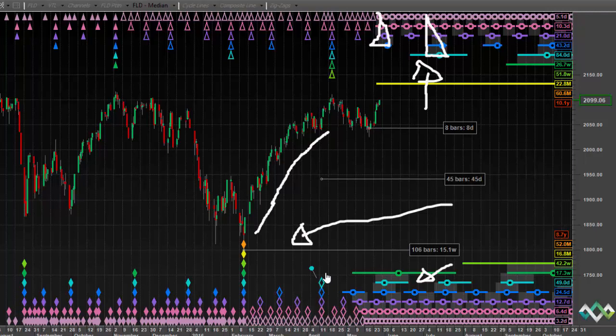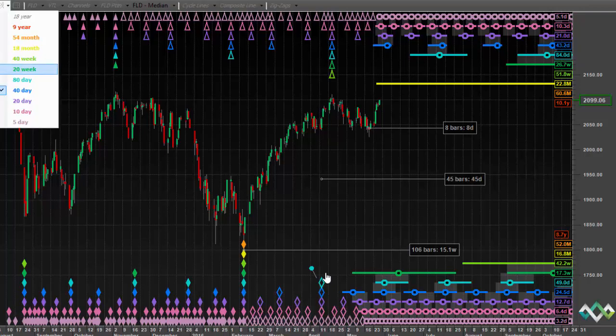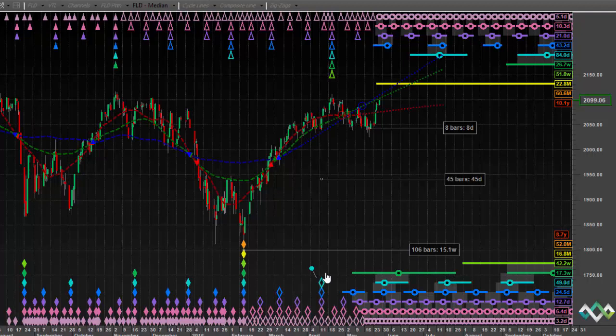And Hube says, look at the 20-week triad. Let's try that. 20-week triad. I've zoomed out a bit. There we go.